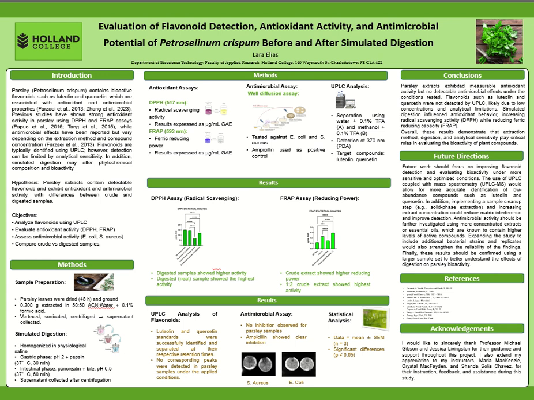The FRAP assay showed that the crude extract had higher reducing power compared to digested samples, with the 1:2 diluted crude extract showing the highest activity. In contrast, the DPPH assay showed higher radical scavenging activity in the digested samples, with the digested neat sample showing the highest activity.